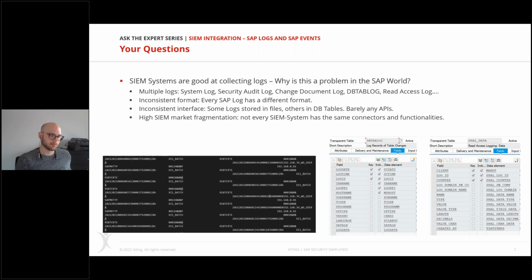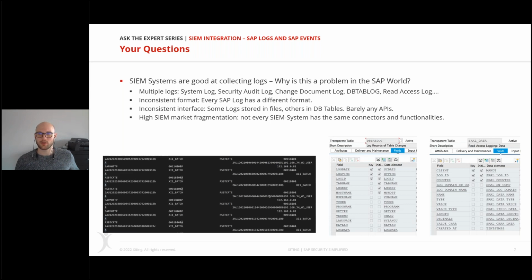Last thing is, we have a very high market fragmentation in the SIEM market. There are a lot of solutions, and sometimes it's also hard to separate them. So some log management systems have SIEM capabilities. It's hard to divide those. So what is a real SIEM, what is not, and still there are so many solutions out there, and not every SIEM system has the same connectors and the same functionalities. And sometimes they are focused on different use cases.